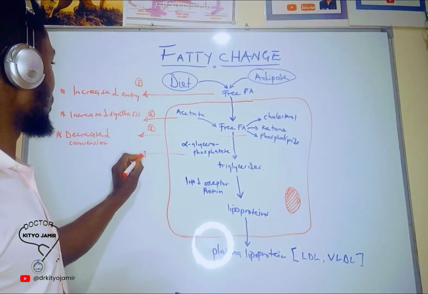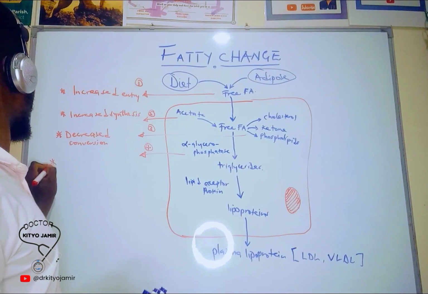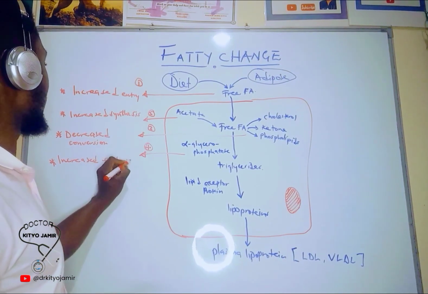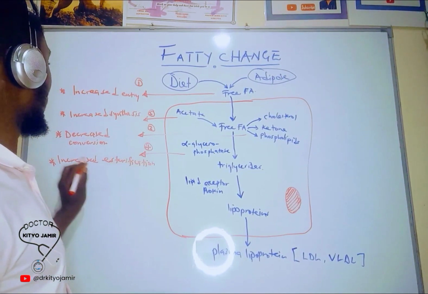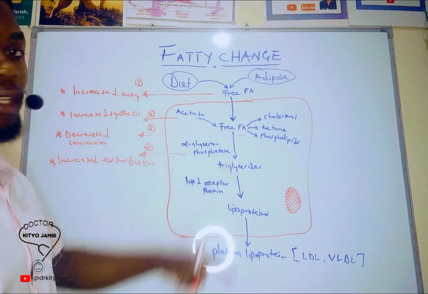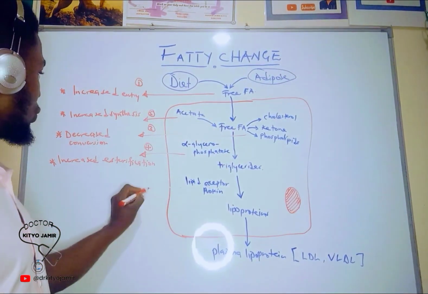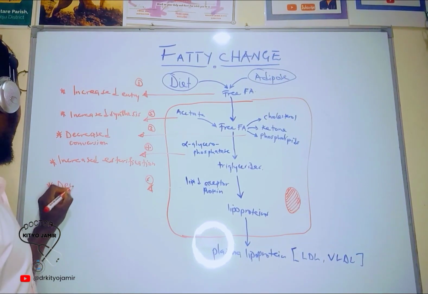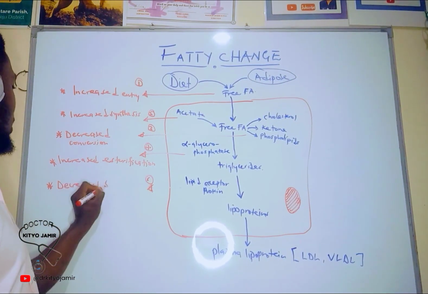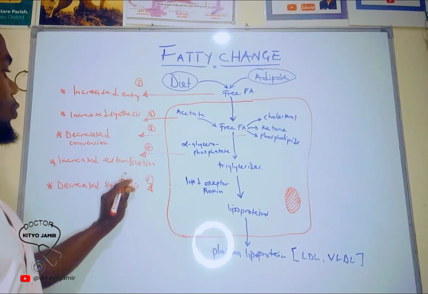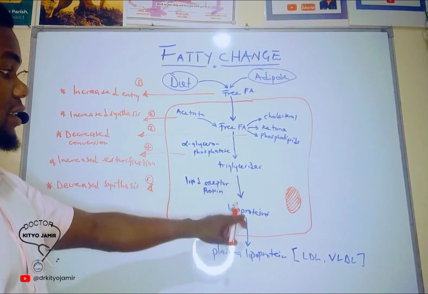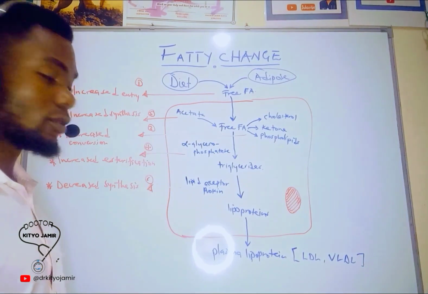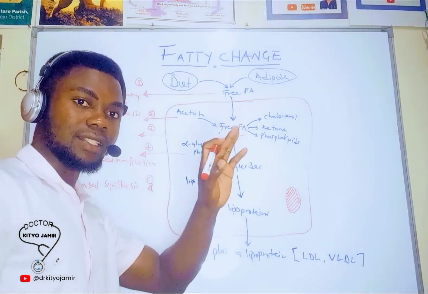Then the fourth one is going to come here, which is going to be increased esterification of these free fatty acids to triglycerides. So when we come here, this is going to be my fifth, which is going to be decreased synthesis of lipoproteins. Remember, the lipoproteins are the ones which are responsible for removing these triglycerides from the liver parenchyma cells to the plasma, to blood circulation.